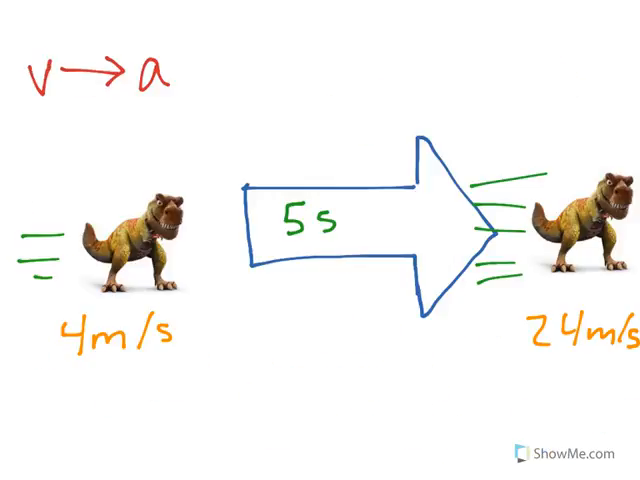Let's do some work with acceleration. Our T-Rex is jogging along at 4 meters per second. Then he accelerates for 5 seconds, and then after this time he's running at 24 meters per second. That's pretty quick. Can you calculate his acceleration during these 5 seconds?